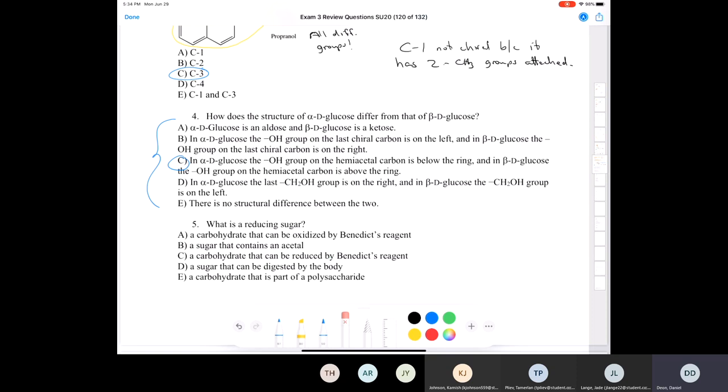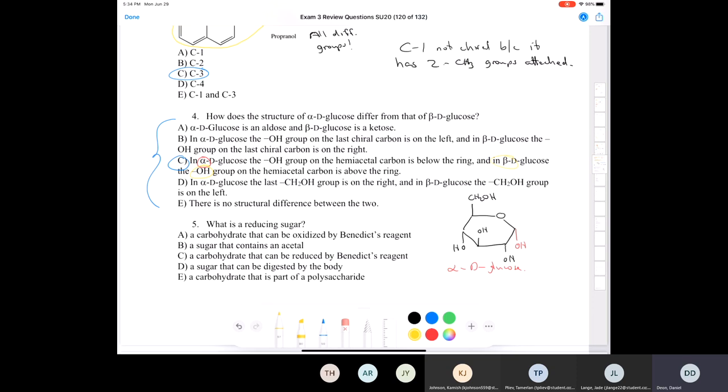I'm drawing a chair when I should just draw a Haworth projection, right? So if I fill out my hydroxyls, we can always start with this, okay? We're gonna have down, up, down, like this, but it says in alpha D-glucose, the hydroxyl is pointing down, and that is correct. So this would be the alpha position. This would be alpha D-glucose. Okay. And if this is pointing up, then that would be beta D-glucose.